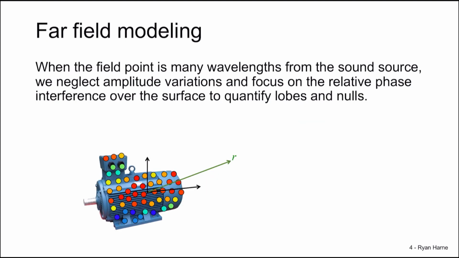In the far field, in other words, when the field point is many wavelengths away from the source surface, we have the same acoustic pressure summation. The total acoustic pressure is equal to the pressure contribution from the first source, the second source, all the way to the nth source. But if we wish to simplify this situation, especially considering the phase relationships in the far field, we need to analyze the interference phenomena that will occur.